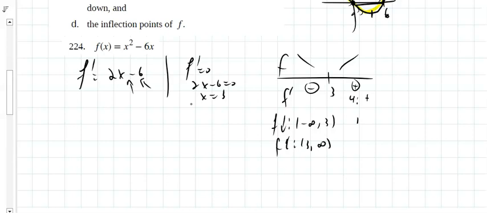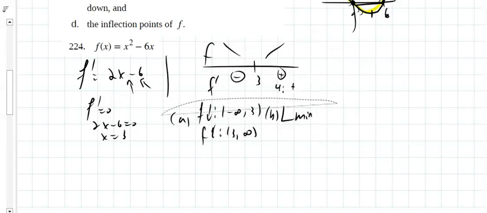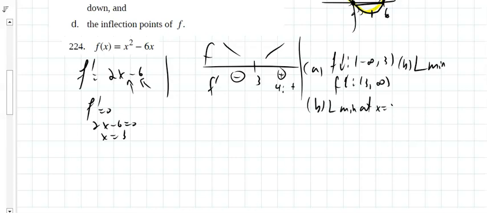and we have a local minimum. This is A, this is B. We have a local minimum, so let me just move this down here, move this up there, and move the conclusion to the right. There it is. And we have a local minimum at x equals 3. Of course, you could plug it in and get 9 minus 18, negative 9. There we go. So I know where that point is. That's the first derivative test.